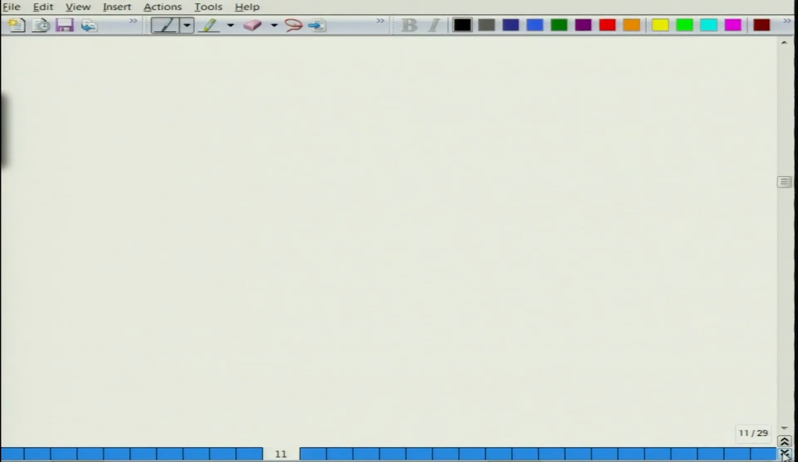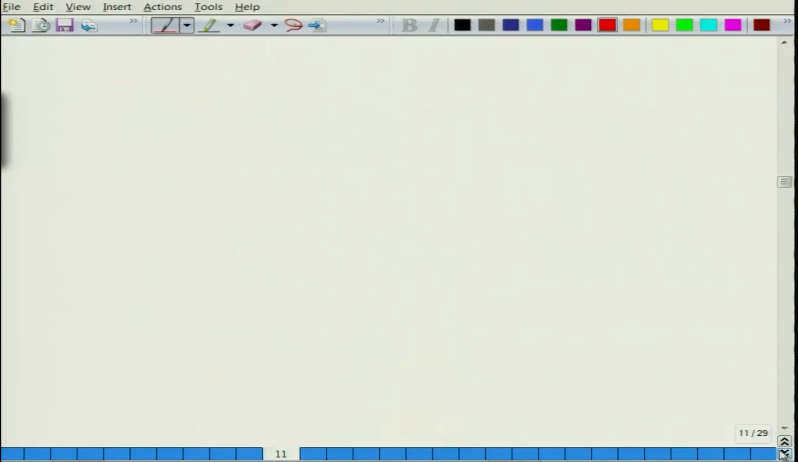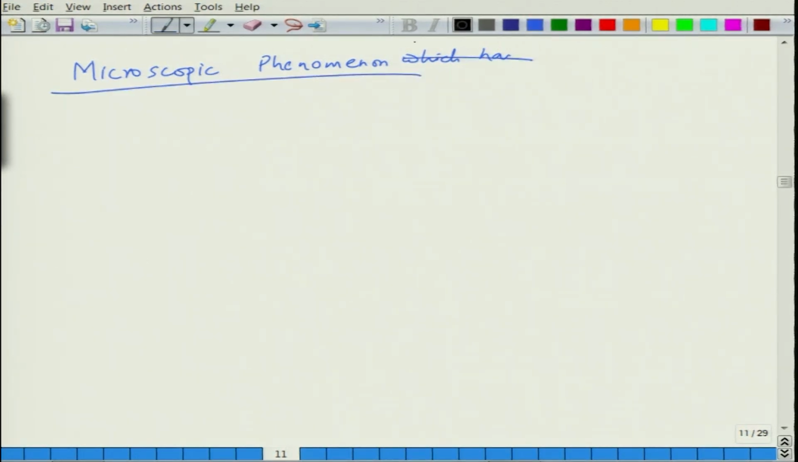So, some of the clues are there is no change in crystal structure, no change in space group, no change in lattice parameter, no change in volume. So, there are two microscopic phenomena, and the first is slip.